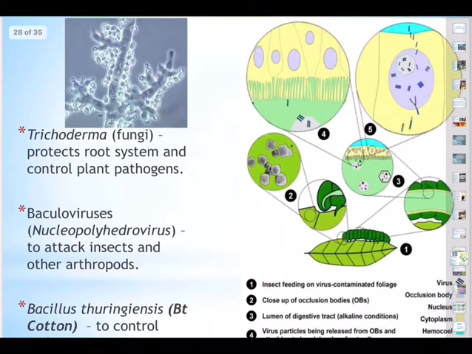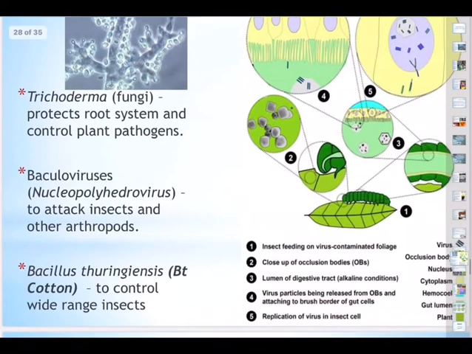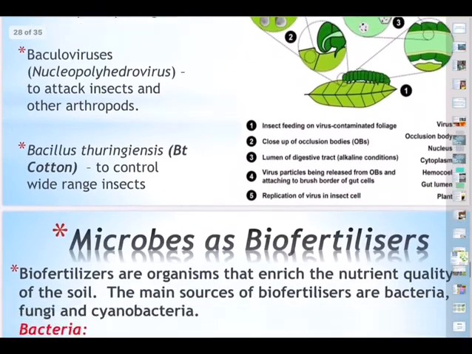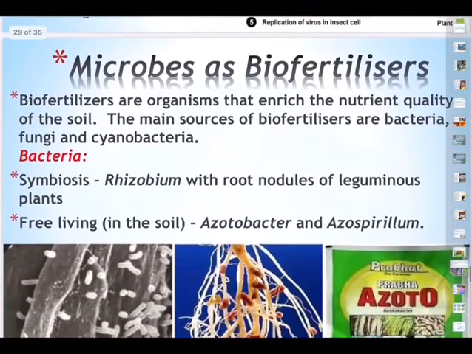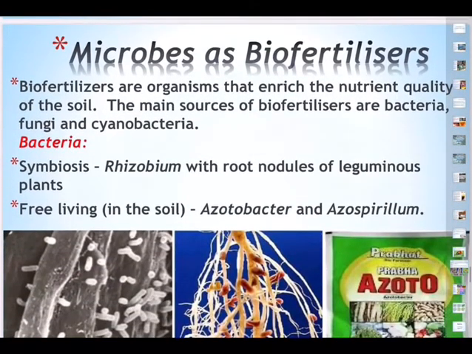You can see here they are getting attached to the brush border. And the fifth one, replication of virus inside the insect cell. You can see all these viruses increasing their numbers inside the insect. As a result, what happens? The insect will be blasted off. The digestive tract will be blasted off. This is how we can control naturally.